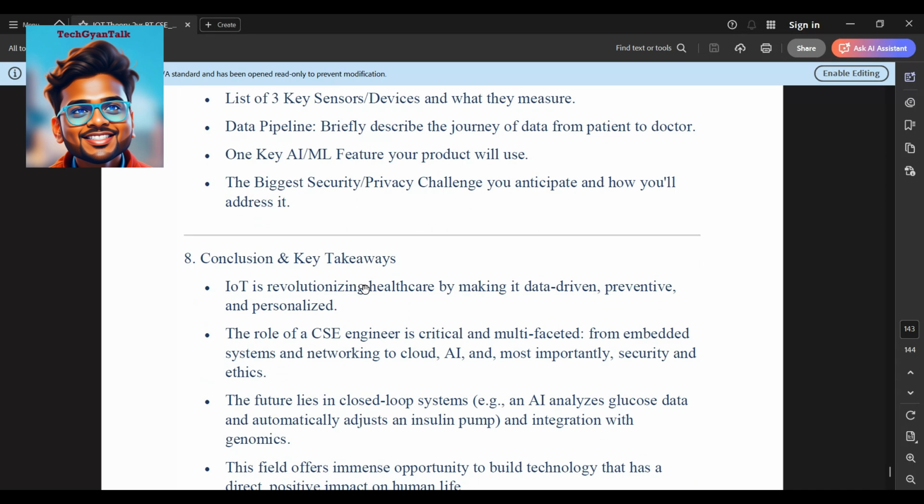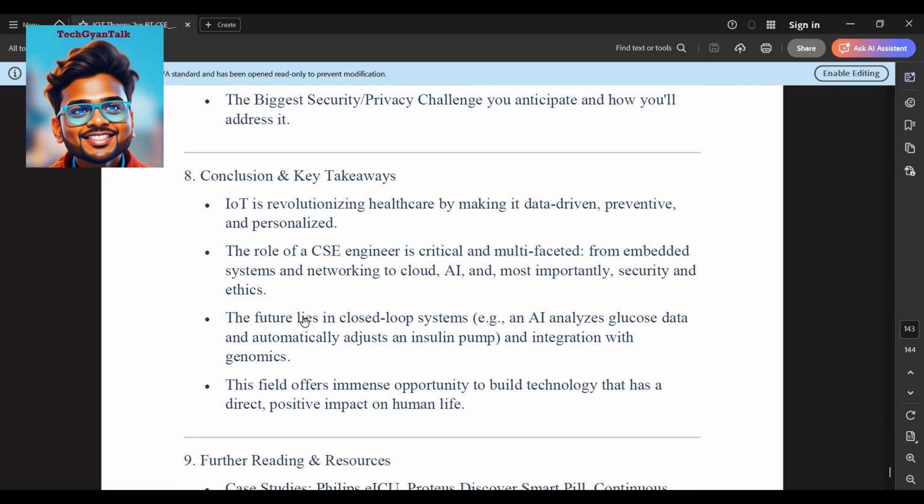Conclusion and key takeaways: IoT is revolutionizing healthcare by making it data-driven, preventive, and personalized. The role of a CSE engineer is critical and multifaceted, from embedded systems and networking to cloud, AI, and, most importantly, security and ethics. The future lies in closed-loop systems, for example where an AI analyzes glucose data and automatically adjusts an insulin pump, and in integration with genomics. This field offers immense opportunity to build technology that has a direct positive impact on human life.